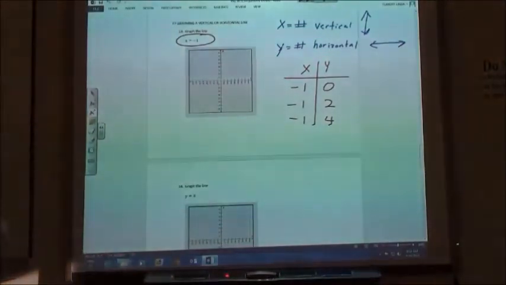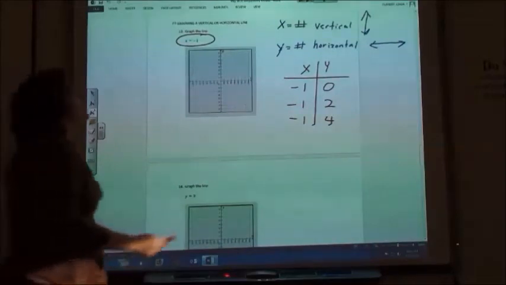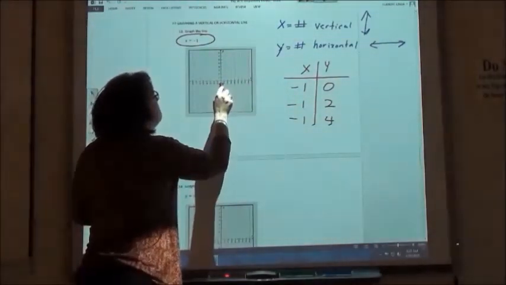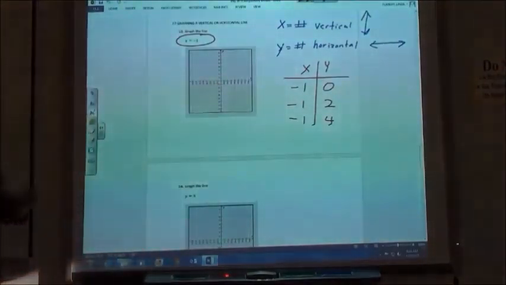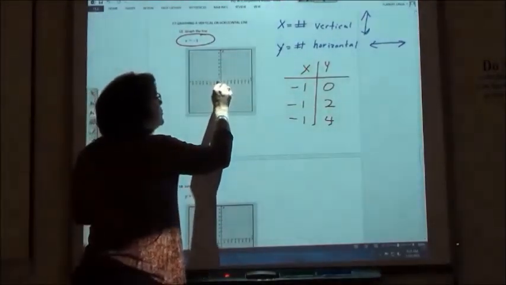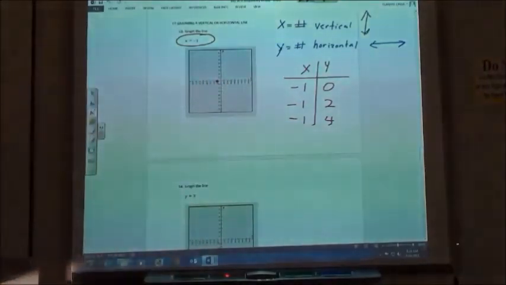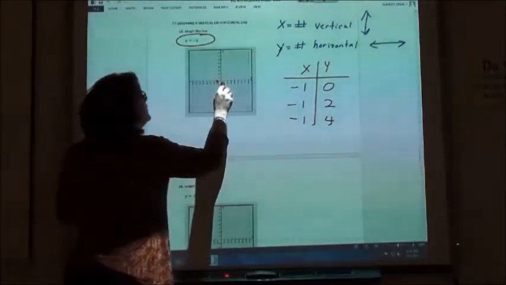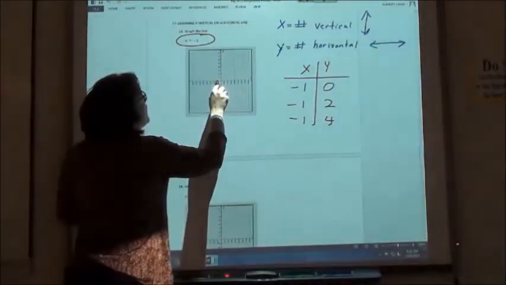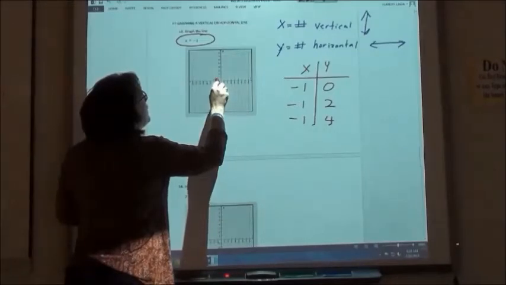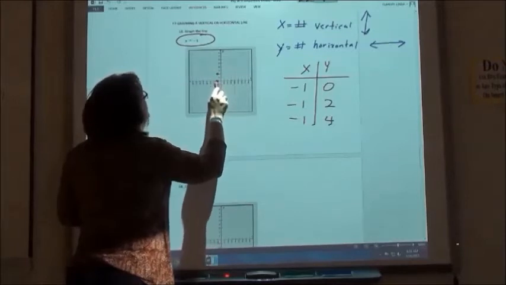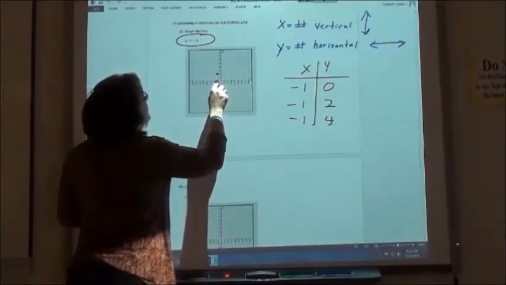We want to plot those 3 points. So how do I plot the point -1, 0? I go to -1 and up 0, so it ends up right on that line, right? Where would be the point -1, 2? So -1 and up 2. And where would be the point -1, 4? And just up to 4.